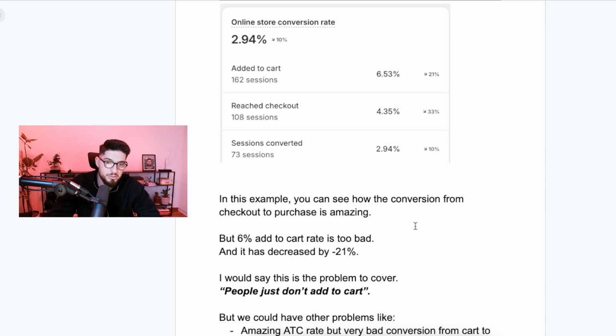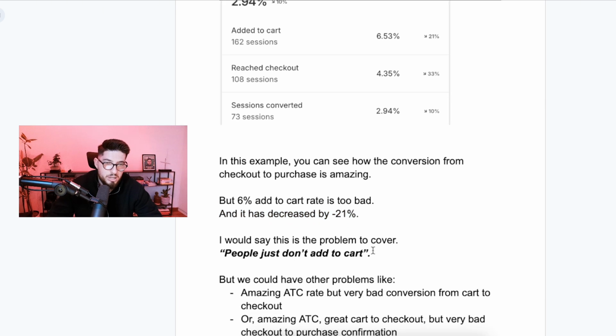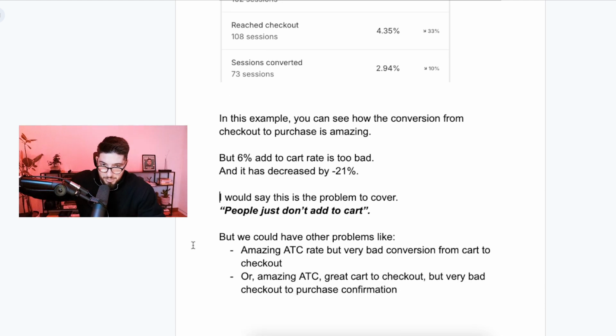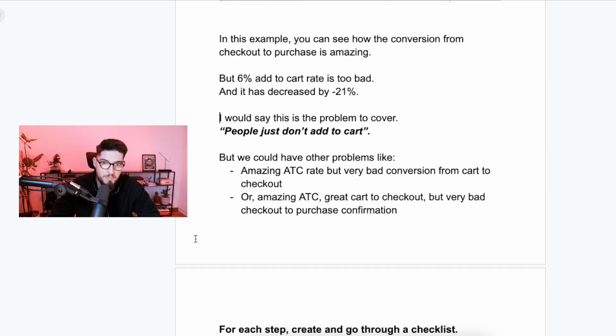And so in this example, you can see how the conversion from checkout to purchase is amazing. So let's say it's like 4.3 to 3%. 4.3 to 3% is phenomenal. It's good. Not a lot of people are falling from here to here. But 6% add to cart rate, in my opinion, depending on the brand, is pretty bad. 6% is poor. And it has decreased 21%. So I don't like it. And therefore, I would say the problem to cover is people just don't add to cart, which can be a problem in January. It makes sense that people don't add to cart in January when they have no money, but it is a problem.